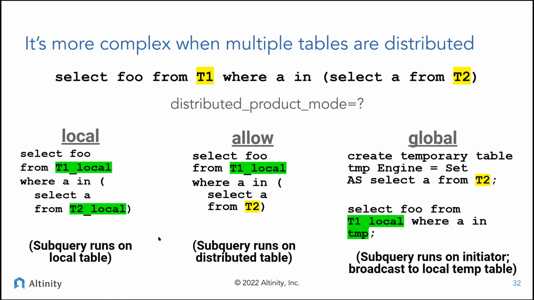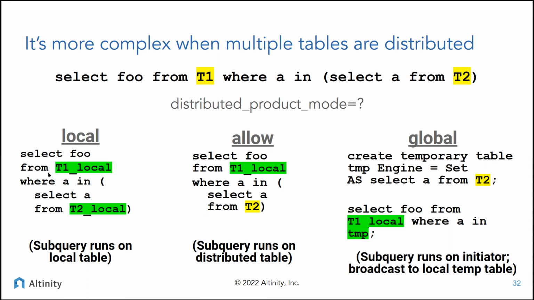So for example, if you say allow, that's one of the settings, it will just do the translation, and then it will send the query down in the form that you see in the middle. And what that will do is when it hits each node, it will go ahead and run another query, which will be distributed. So you'll have to wait for that to finish.